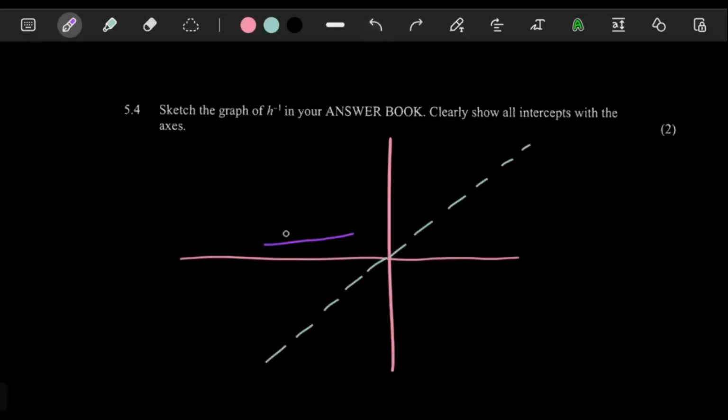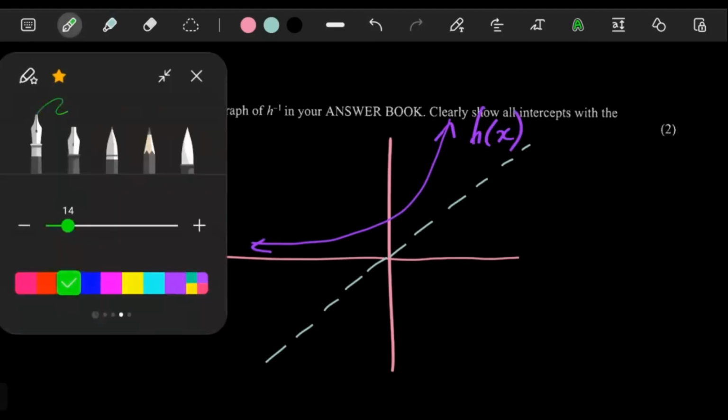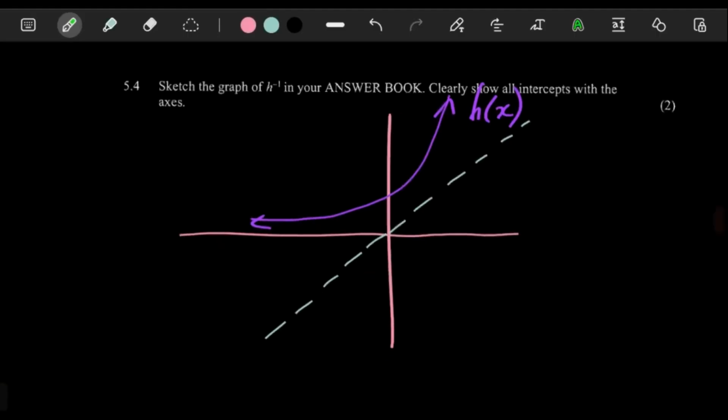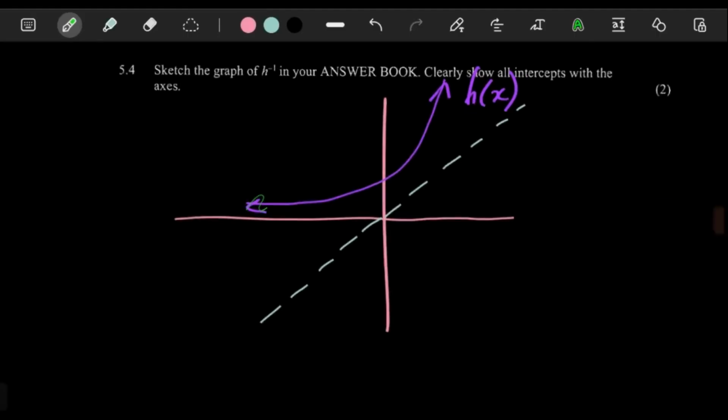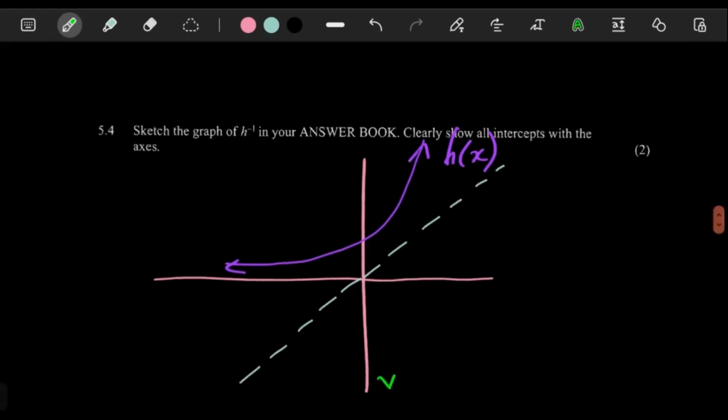You see, the original one looks something like this. This is what the original one looks like. But they want us to draw the inverse. So the reason why I drew the original is so that you can see what you do to draw the inverse. All you do is you look at this arrow here, and you have to trace it towards the line of inverse. So whatever this distance is going towards the line of inverse, it should be the same distance the other way. So your arrow will be somewhere there.